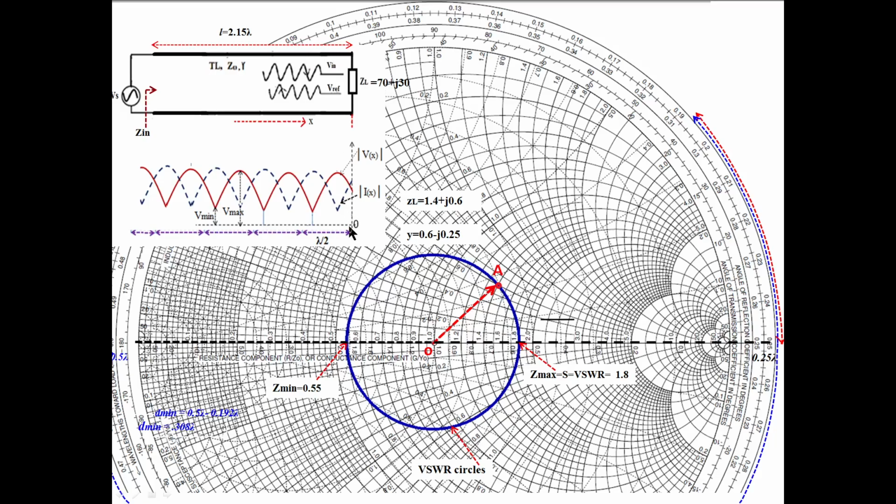So you start from the load and move like this. If you complete one circle and come back to the point A, how much distance are we covering? Lambda by 2 distance. So now we complete it once.